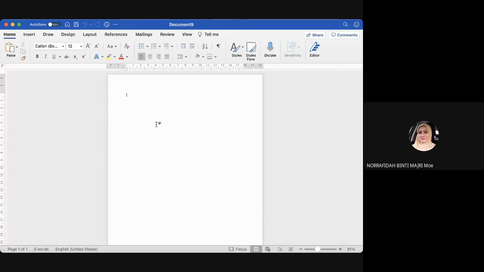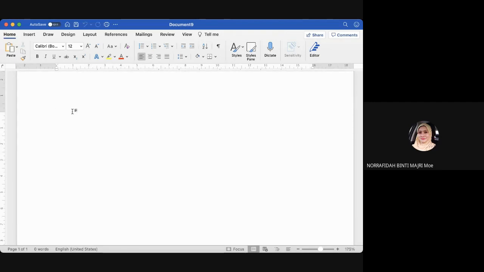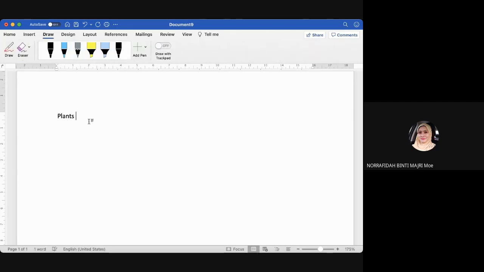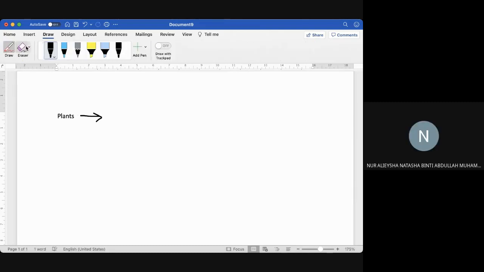Okay, can you see this one? Other than fruits, you can write down what to eat, or you can just write down plants. If you don't know the name of the plants in the water, you can write down plants. And then you write down an arrow. Other than plants, an animal: fish. You can write down fish.